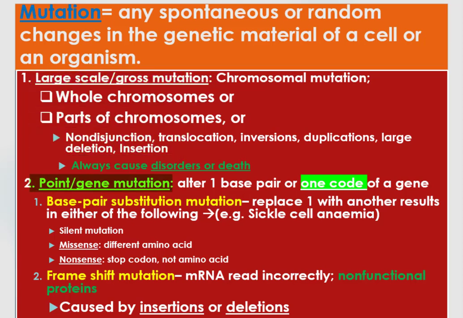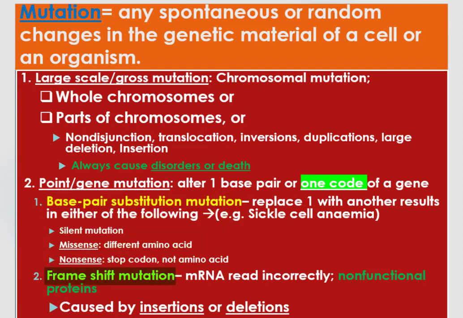The second type of mutation is point or gene mutation. This is a type of mutation that involves change or alteration of one base pair or one genetic code of a gene. This point mutation can be base pair substitution mutation and frame shift mutation. Base pair substitution mutation is a condition in which one base is replaced by another base that results in silent mutation, nonsense substitution mutation, or missense substitution mutation.